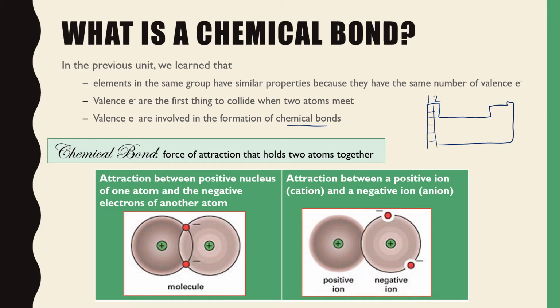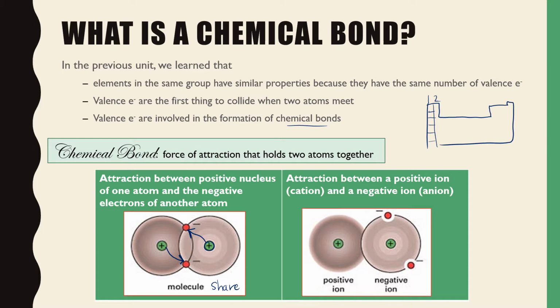There are two options for chemical bonds. The first is the attraction between a positive nucleus of one atom and the negative electron of another. So here I can see that the electrons are being shared. So I'm going to put that here. They are being shared. So this positive nucleus is attracted to its neighbor's electrons, and this positive nucleus is attracted to its neighbor's electrons, and because of that, they're both holding on to each other's electrons, and they're essentially stuck together. So this causes a force of attraction that keeps the atoms together.